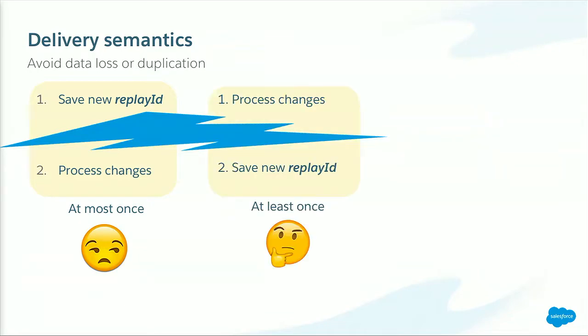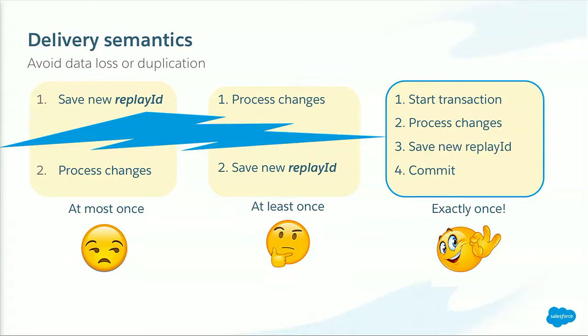If I process my changes first and then write the replay ID to disk, it's better. I have a different challenge though, because I can process my change and fail before I have a chance to update the replay ID. In this case, I may see the same change again when I restart and recover with the replay ID as saved. I have to be prepared to detect and handle duplicates. Essentially, my processing has to be idempotent for this.